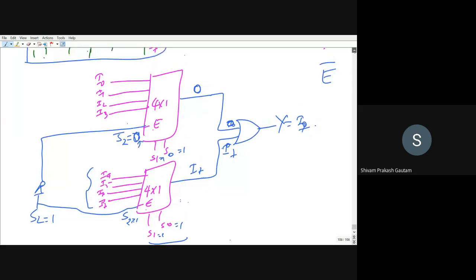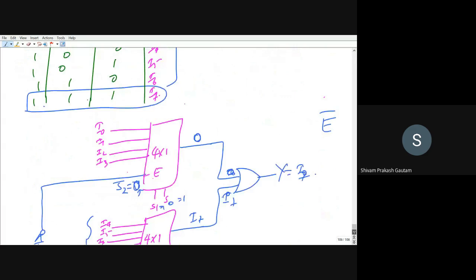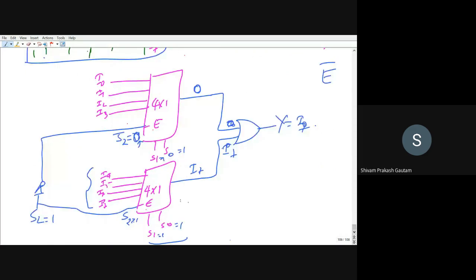So now you can check for any other conditions. We will be getting the same output. So here we have implemented an 8 cross 1 mux using 4 cross 1 muxes, right? So you can implement this as well. Okay. Last example we will be taking.